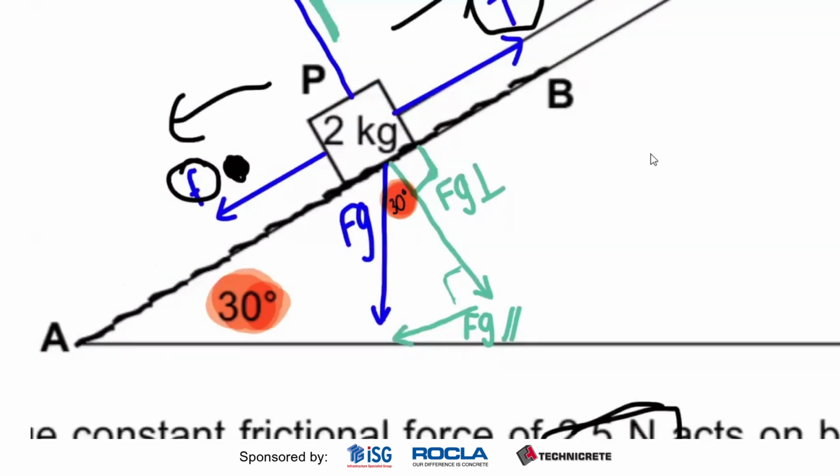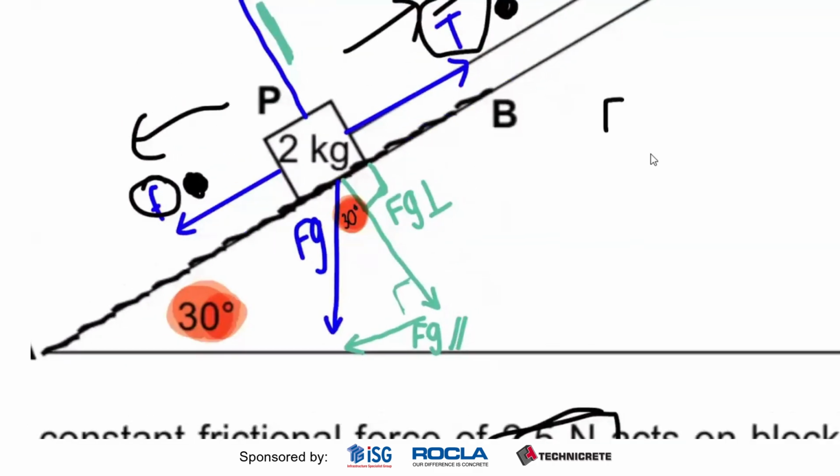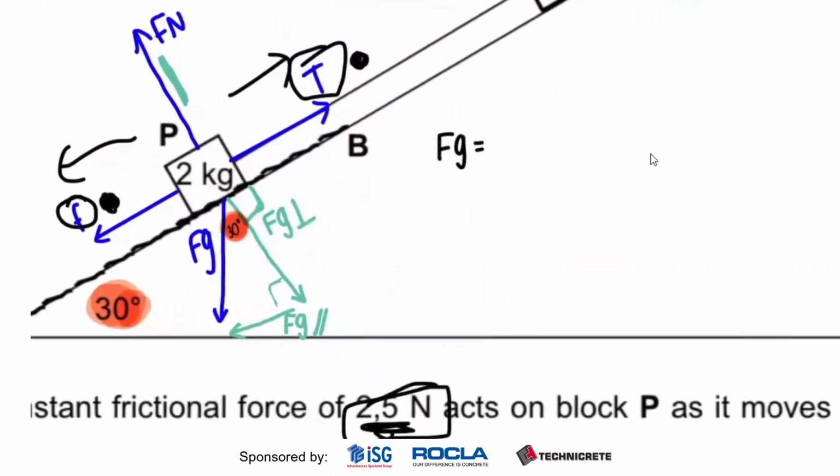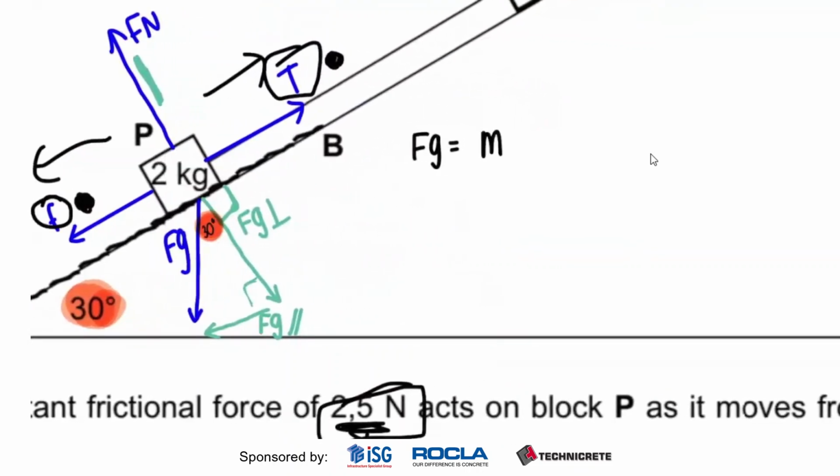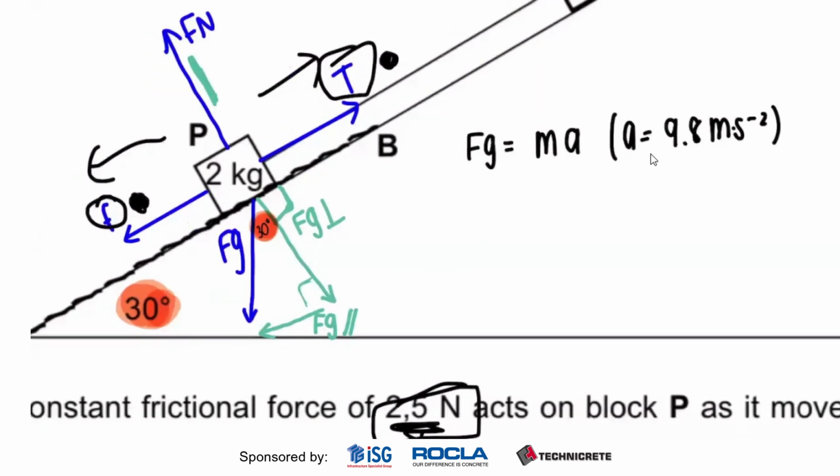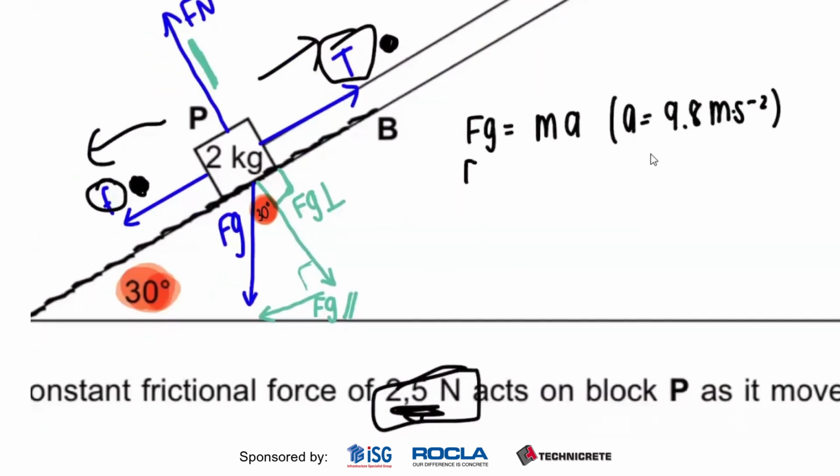So we know that gravity is equal to mass times acceleration, which is 9.8 meters per second squared, because that is the acceleration that gravity is pulling you down at. Okay, so our FG here is 2 times 9.8.